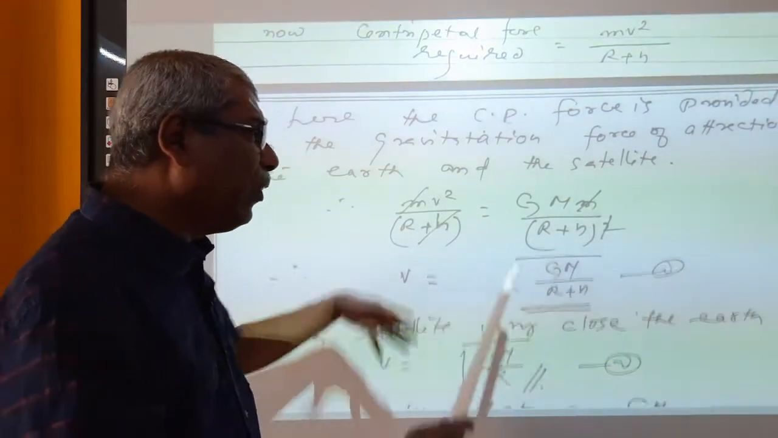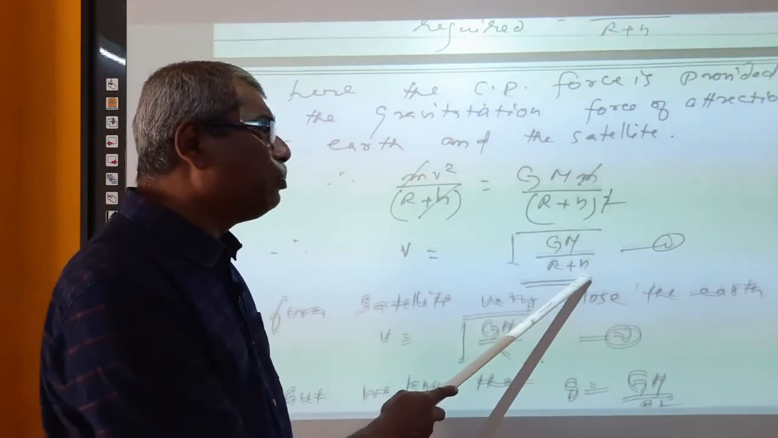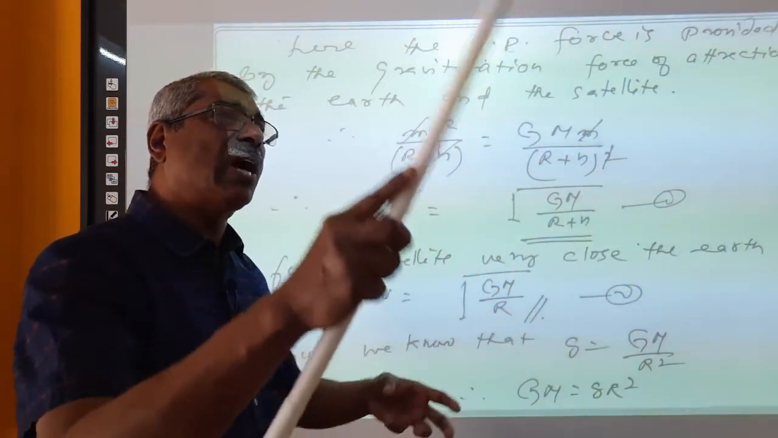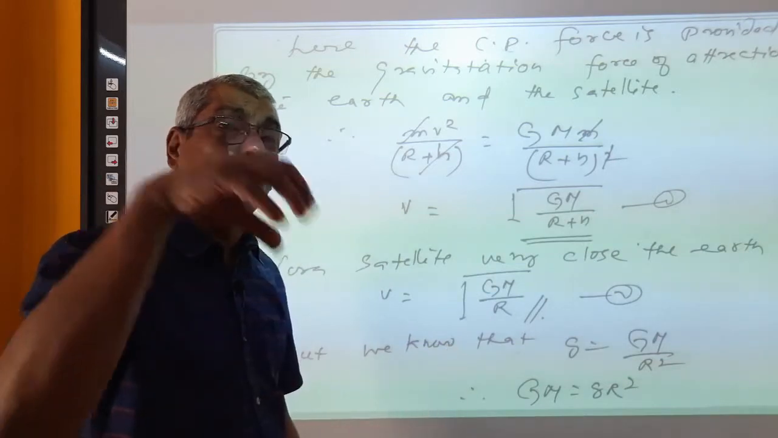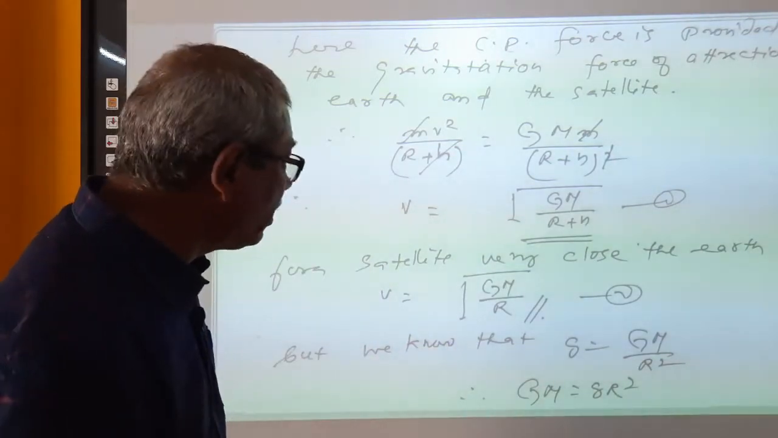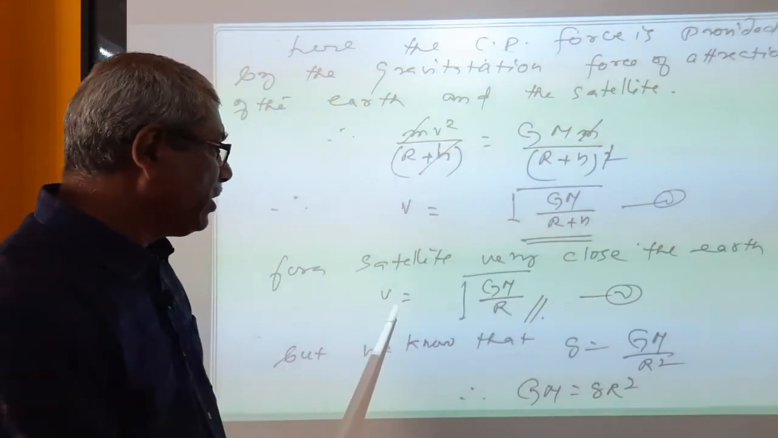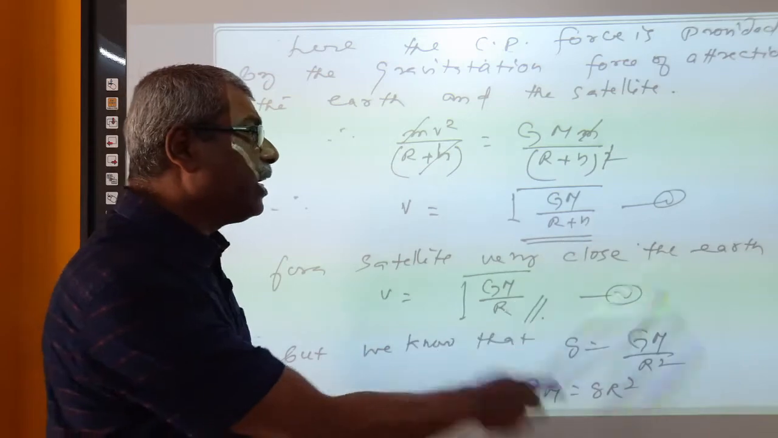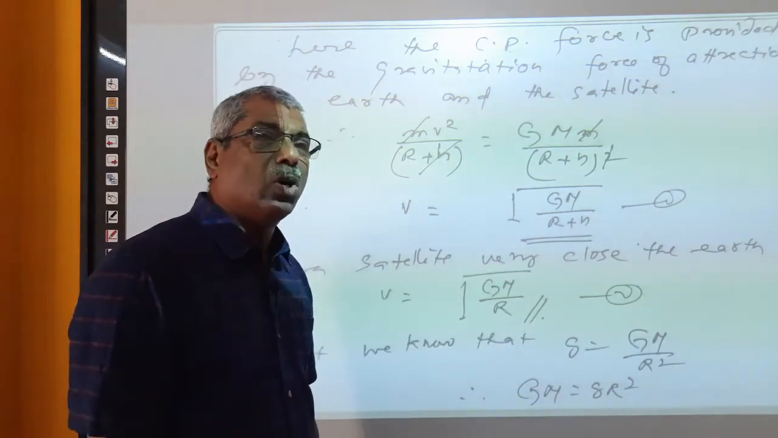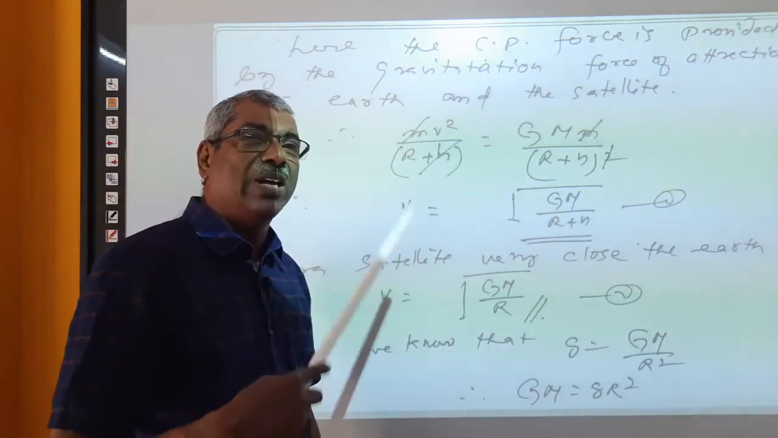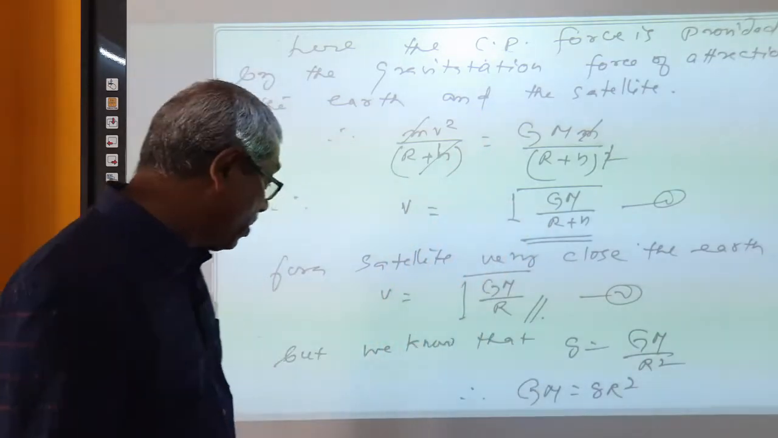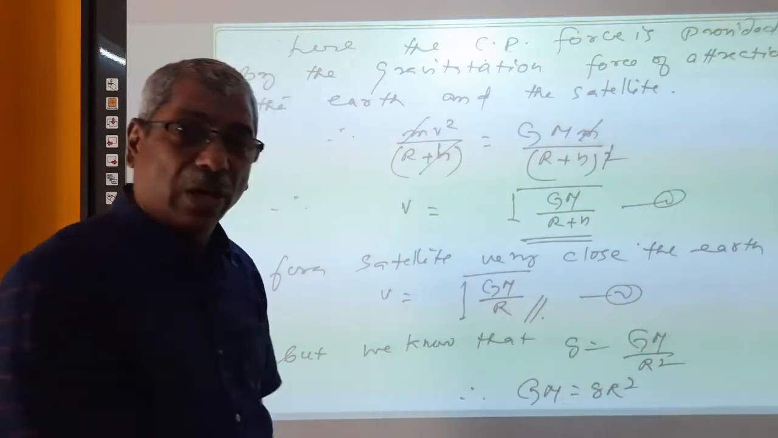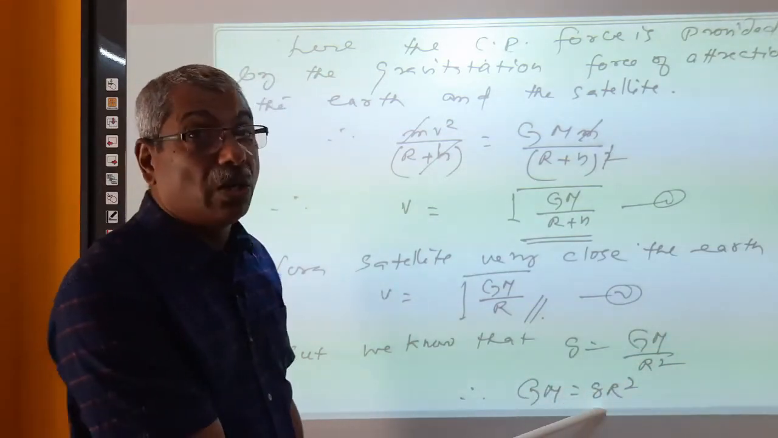For a satellite very close to the earth, that means small h is very small, the satellite is moving around the earth in a very close orbit, so h can be neglected. Then V O is equal to root of GM divided by r, because h is neglected. We are taking a satellite revolving around the earth in a closer orbit. But we know that g is equal to GM by r squared. Therefore GM is equal to g r squared.